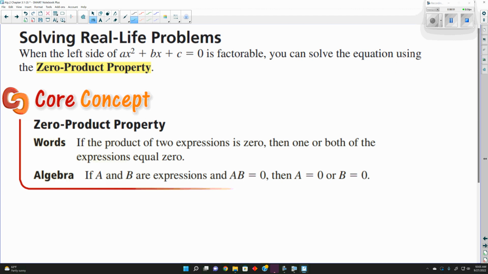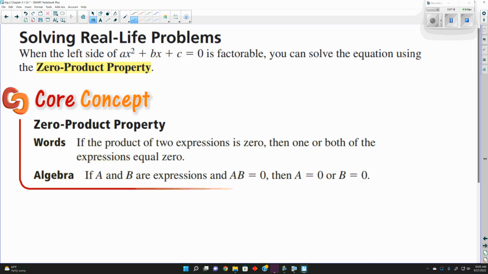Now, before you start writing all of this here, when the left side of ax squared plus bx plus c equals 0 is factorable, you can solve the equation using the zero product property. If the product of two expressions is 0, then one or both is 0. So according to the zero product property, if we multiply any two things together and they equal 0, what is the only way?